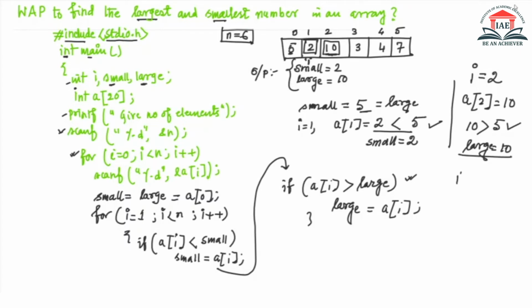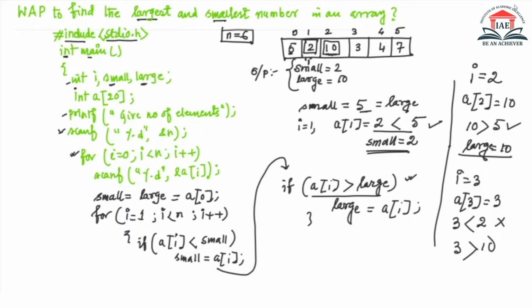So now again i equals 3. When i equals 3, we have to check whether the condition is satisfied or not. So a[3] is equal to 3, and is this 3 less than small, which is now holding the value 2? This condition is not satisfied, and again it will check whether a[i] is greater than large. a[i] is now 3, and large is 10, because large is holding that value, so that is also not satisfied. So again it goes back to the for loop.